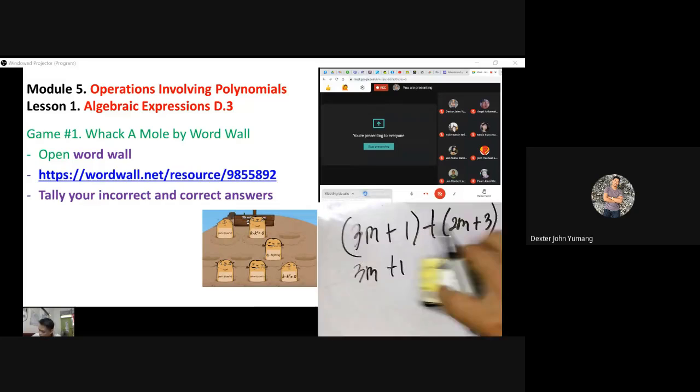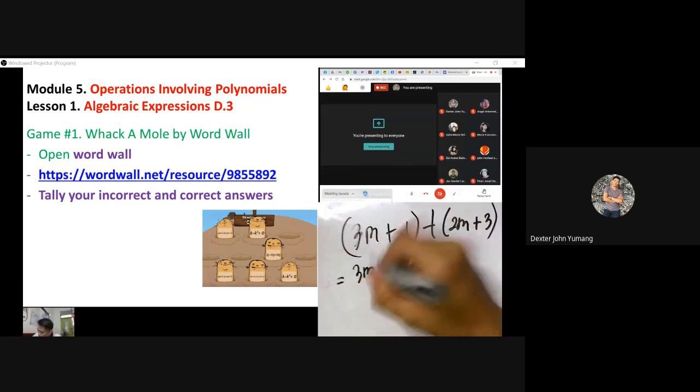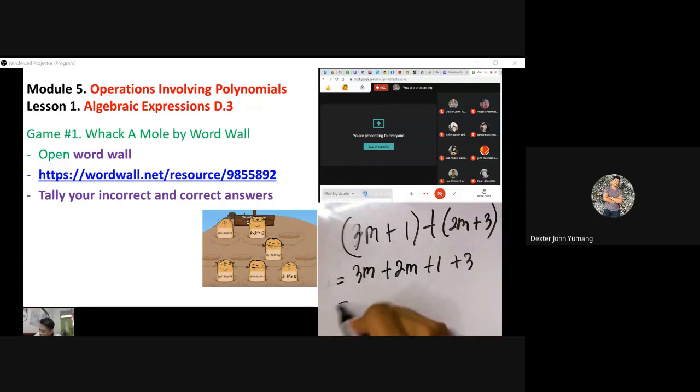Or pwede nang direct. I-combine natin yung magkapareho. So, ano pong partner ni 3m? That is 2m. So, plus 2m. Bakit po plus 2m? Kasi may invisible plus po kay 2. Next, ano po ang partner ni 1? That is 3. So, combine natin sila. Magkapareho sila ng apelyido. So, therefore, pwedeng i-combine.